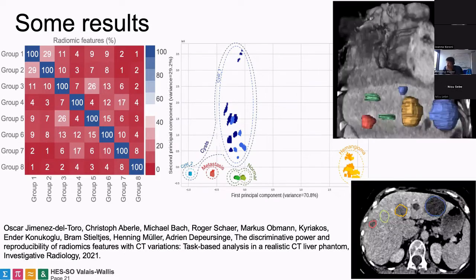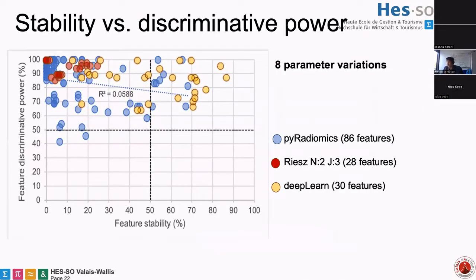We then also analyzed stability versus discriminative power of classical radiomic features, with the specific texture features we use, and also deep learning based features, where we can see what actually works well, so which are the features that we should choose for this type of study.